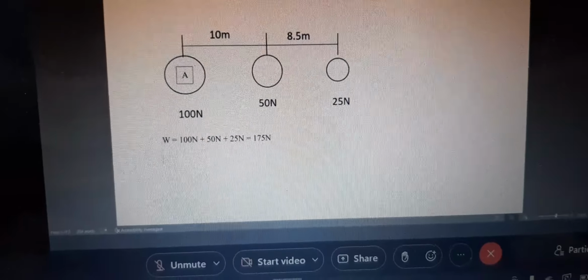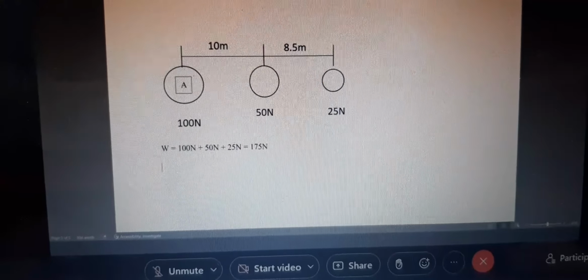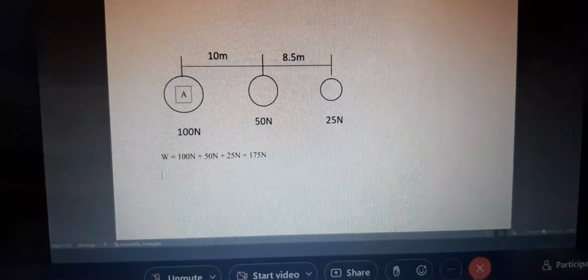Good? After that, you're going to be taking moments, and you're going to take moments about that pivot point that you have chosen.